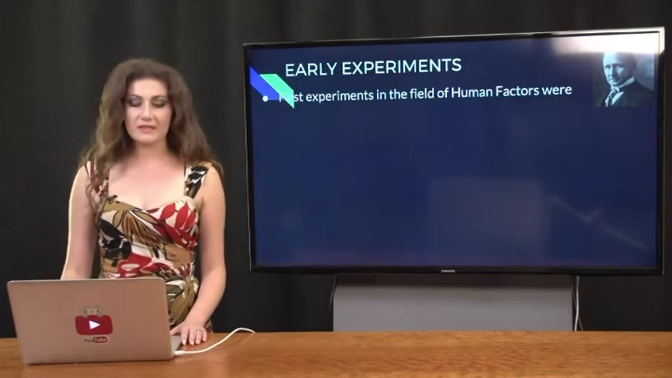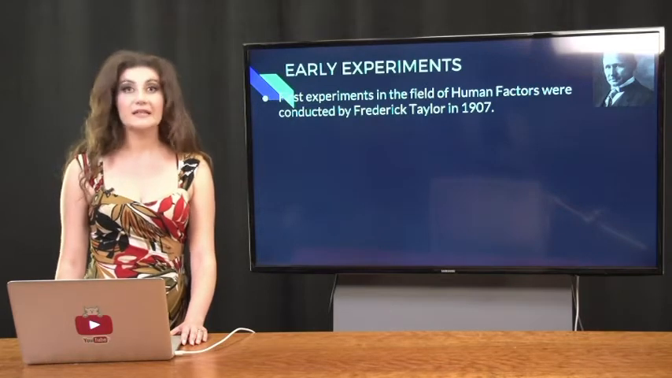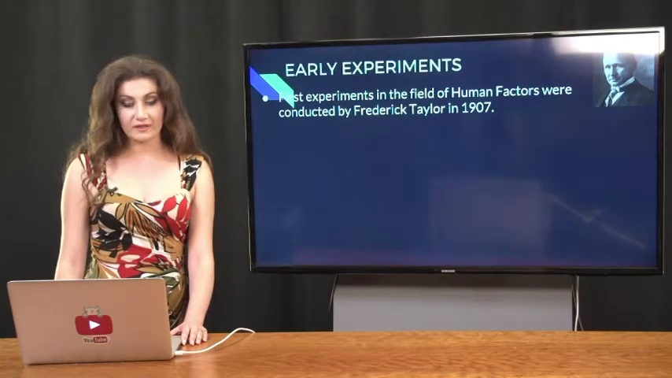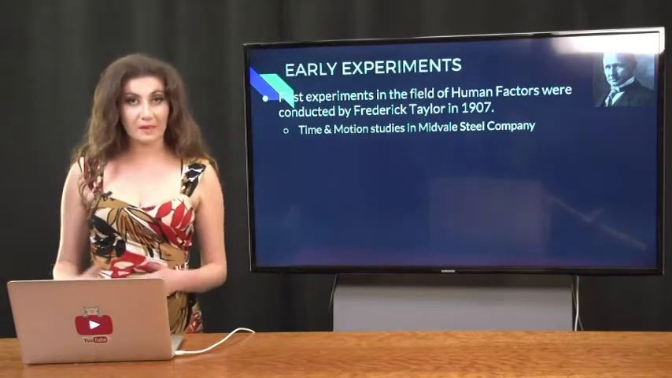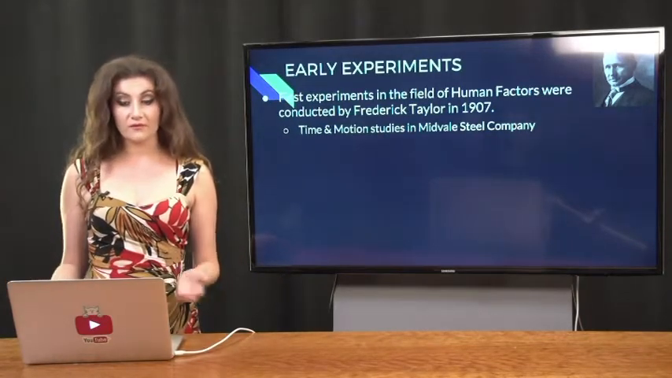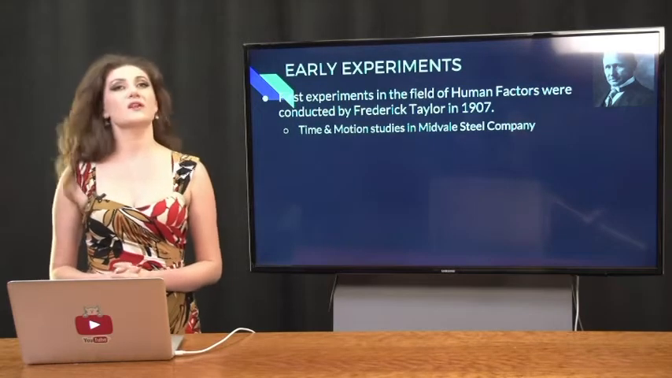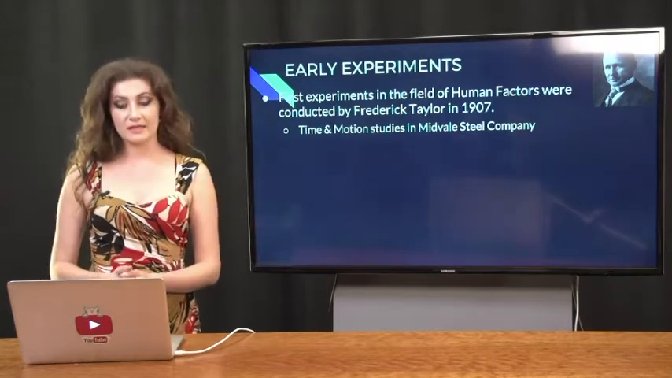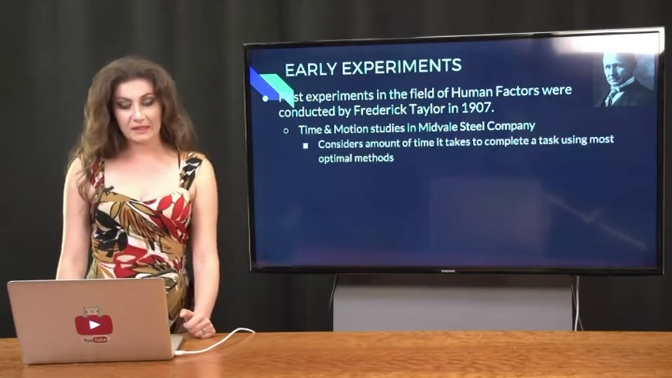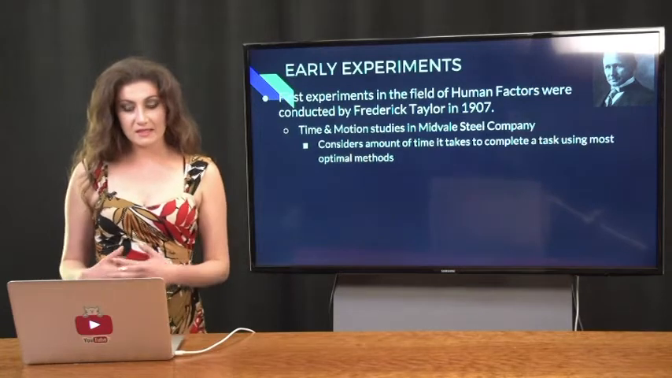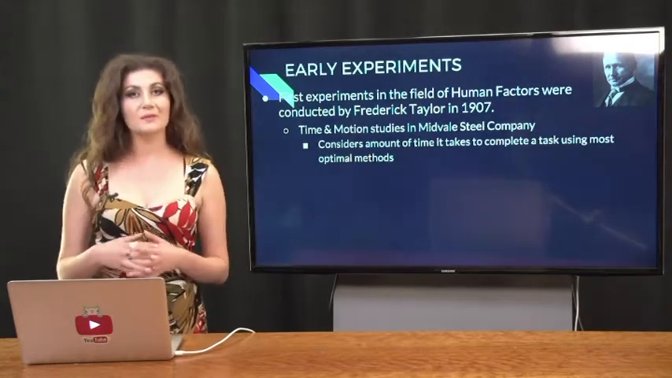So some of the early experiments in the field of human factors were conducted by Frederick Taylor as early as the year 1907. So compared to a lot of the other fields of psychology or domains that we've studied, this is actually a fairly recent and fairly new branch. And actually, Frederick Taylor started time and motion studies in a Midvale Steel Company. So in this company, with these time and motion studies, he was considering the amount of time it takes to complete a task using the most optimal methods.